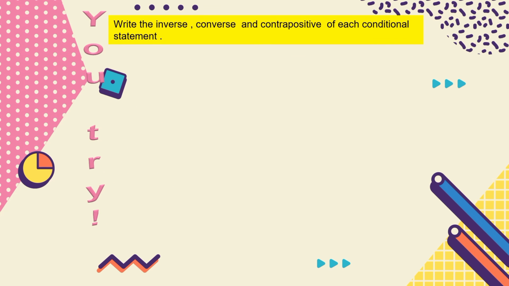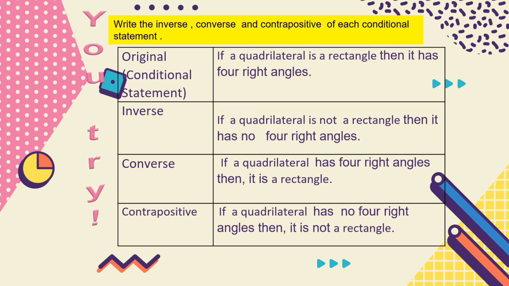Okay, please see to it that you were able to get the correct answer. So for our inverse, if a quadrilateral is not a rectangle, then it has no 4 right angles. Now, for the converse, if a quadrilateral has 4 right angles, then it is a rectangle. And for the contrapositive, if a quadrilateral has no 4 right angles, then it is not a rectangle.